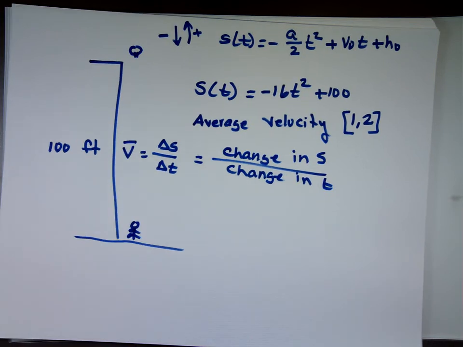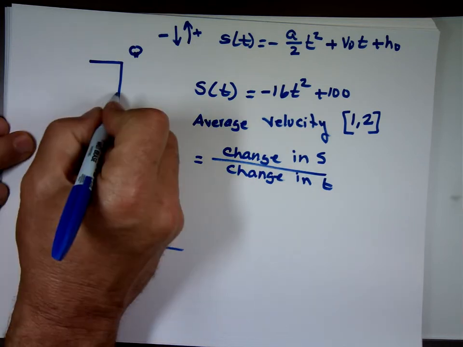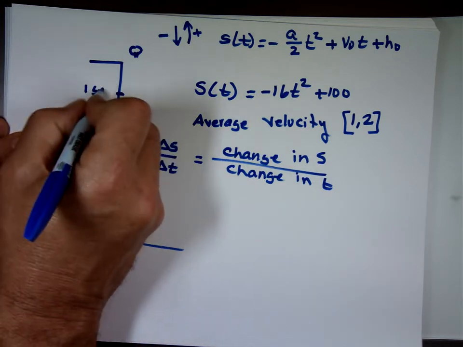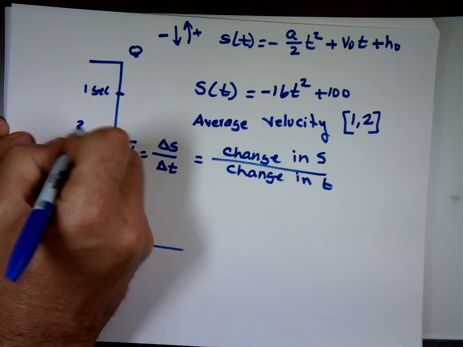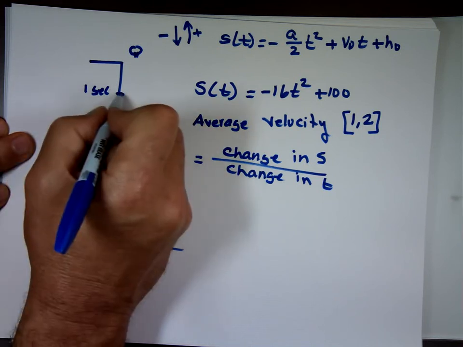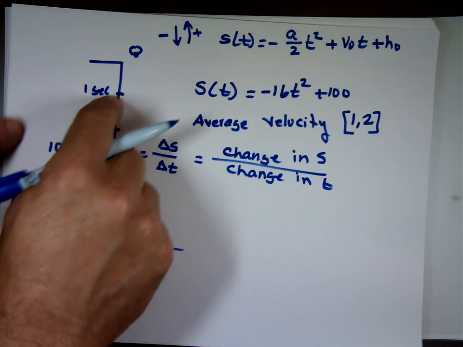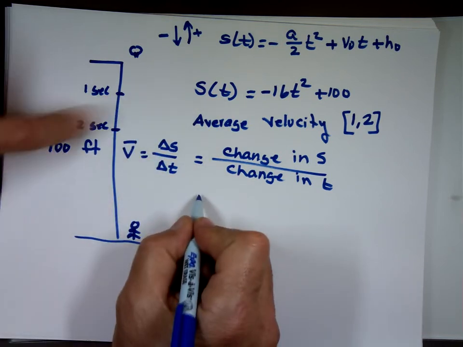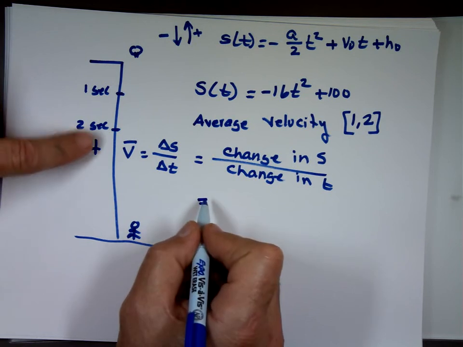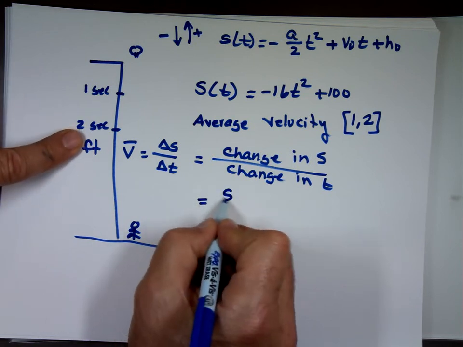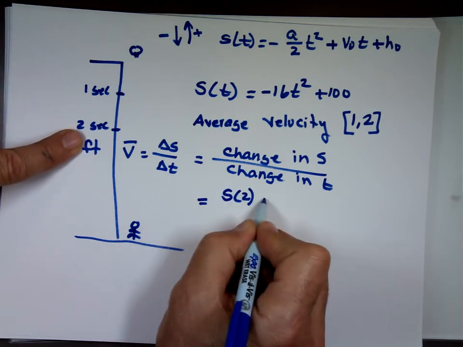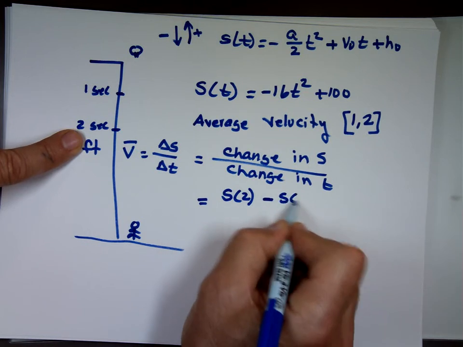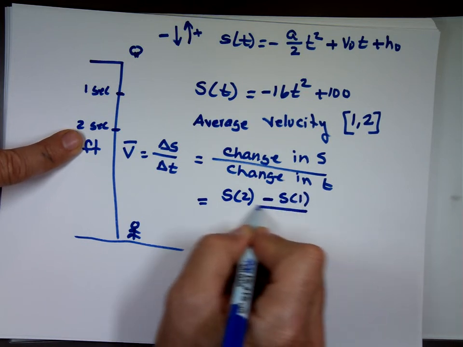The change in distance, I'm only interested as you go, this is the 1 second here, and this is the 2 second. I need someone here with the camera that will give me the speed of that object as it goes by this, and the speed right here. So the average velocity is going to be the distance at 2 seconds here minus the distance at 1 second divided by the time, which is 2 minus 1.